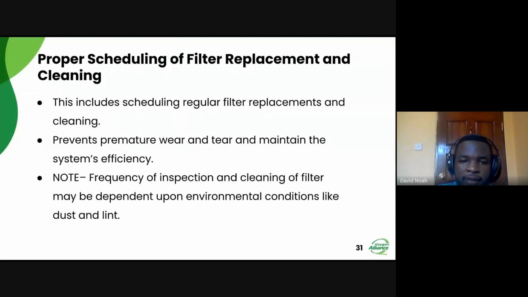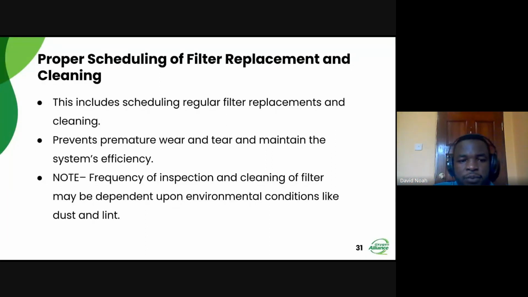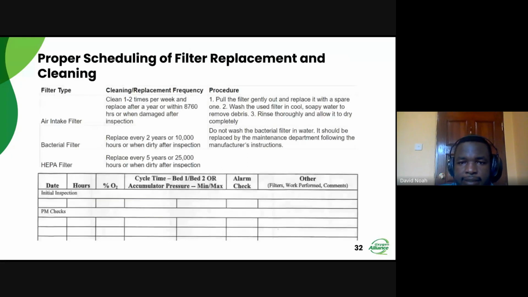Filters can become clogged over time, hindering airflow and reducing the concentrator's ability to effectively separate gases. By adhering to maintenance schedules, users can prevent premature wear and tear of these filters and ensure that the concentrator operates efficiently, providing reliable oxygen therapy to patients without interruption. We have to note that the frequency of inspection and cleaning of the filter may be dependent upon the environmental conditions like the dust and lint.